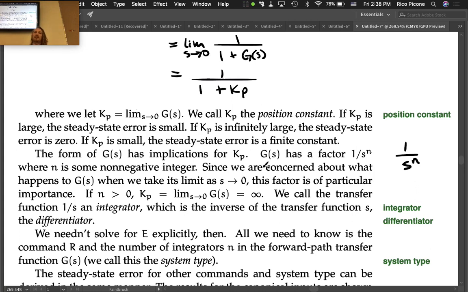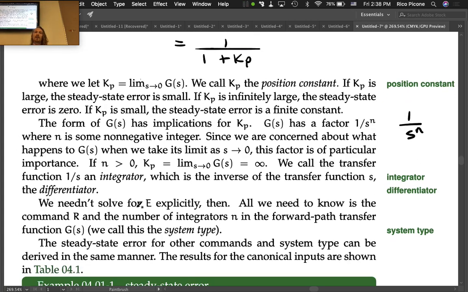So that was what we just discovered. We needn't solve for e explicitly then. All we needed to know is the command r and the number of integrators n in the forward path transfer function G of s. We call this the system type. So we call these, oh, I skipped this.